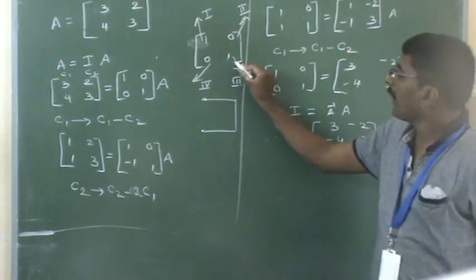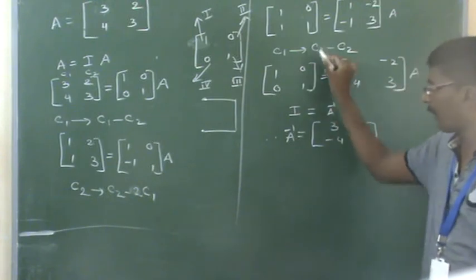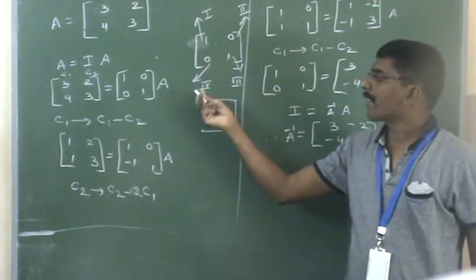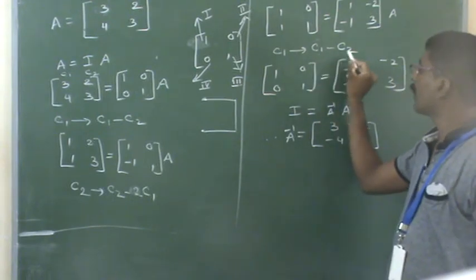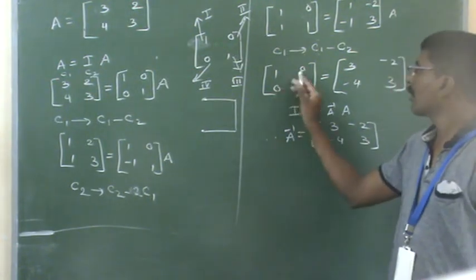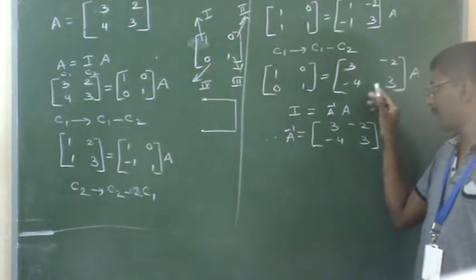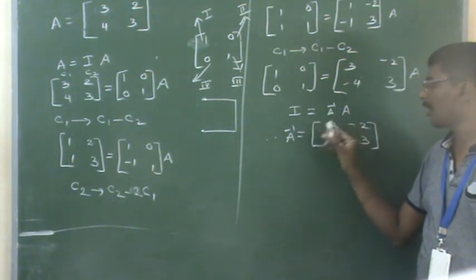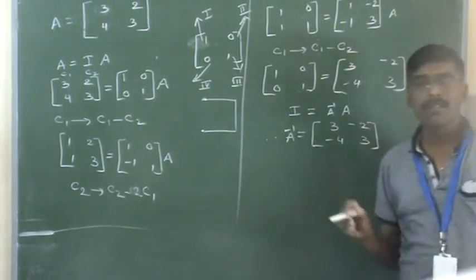Then the third step is that the A22 place value should be 1, but luckily we got it already; it becomes 1. Then finally the A21 place value should become 0. For that I am using the operation C1 tends to C1 minus C2. So the entire left hand side matrix is converted to 1 0 0 1. The matrix A multiplied with its inverse gives the unit matrix I, so I can be written as A inverse into A. So the given matrix A inverse equals 3, minus 2, minus 4, 3. This is the inverse of the given matrix.